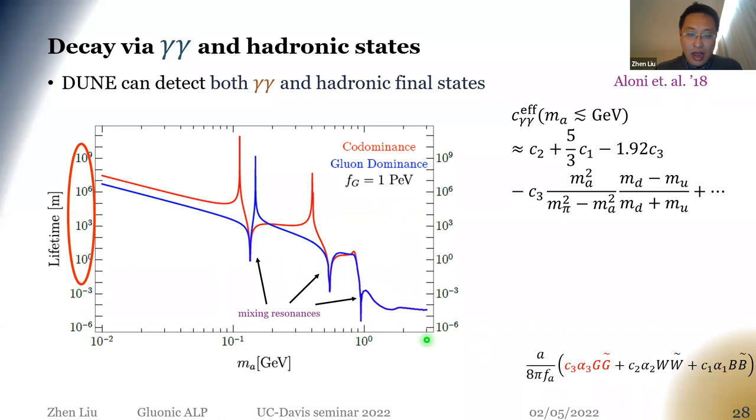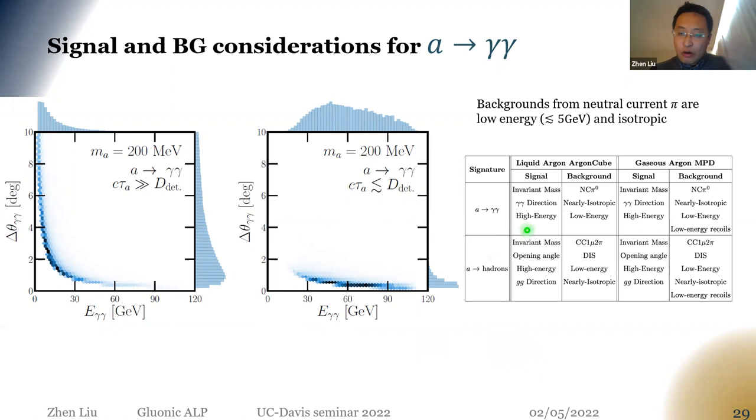Xinjia's paper also has a very nice calculation for various exclusive modes. But for different cases, we can consider the decay to photons or decay to hadrons, and what the major background is at the near detector, in the liquid argon detector or the gaseous argon detector. So there are many handles one can use on those axion-like particle decays into hadrons and photons. Here we just show a typical distribution for the photon decay, their energy distribution and angular distribution. And one can estimate the background to be under control.